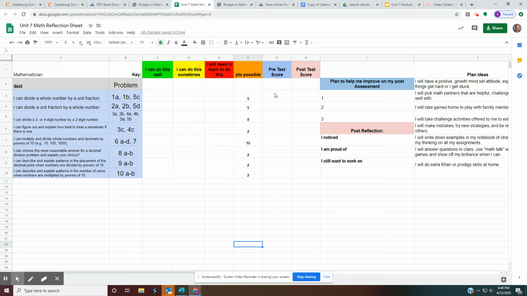And then you're going to write down your pre-test score here. When we get done with our Unit 7 assessment here in about a month, you'll write your post-test assessment down in this column.